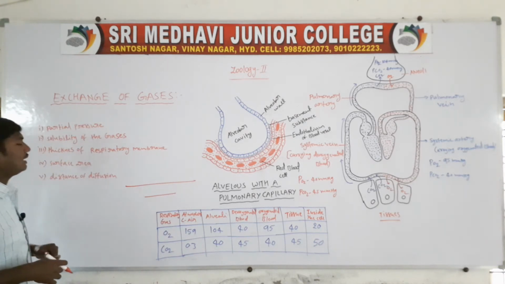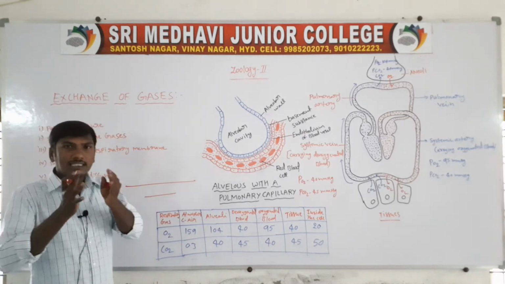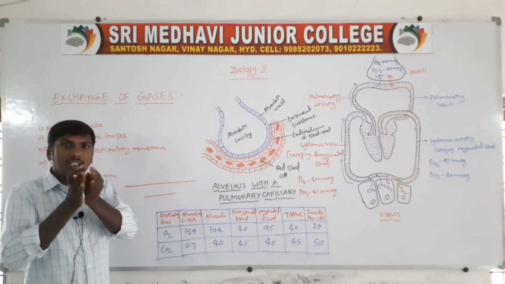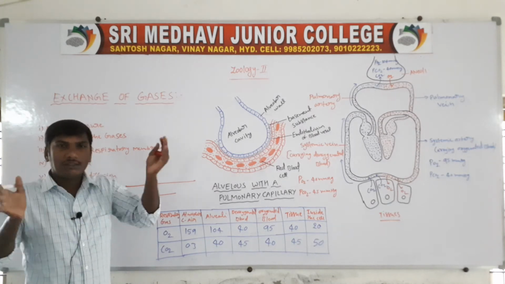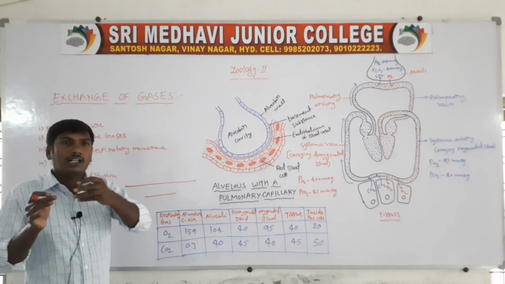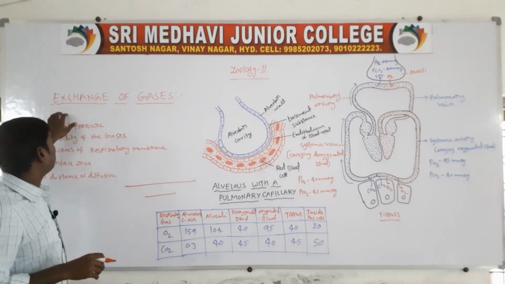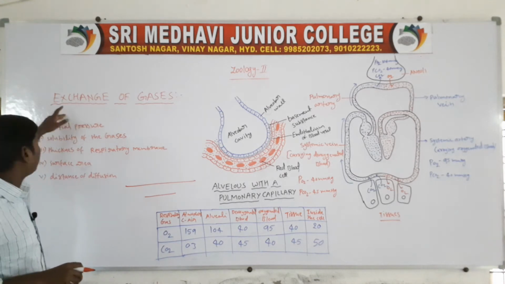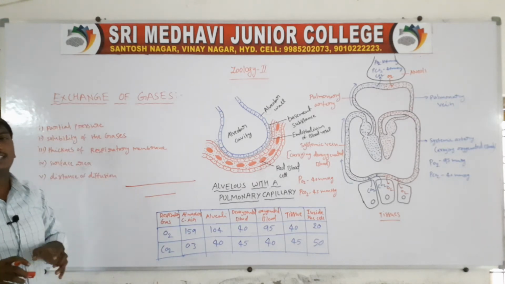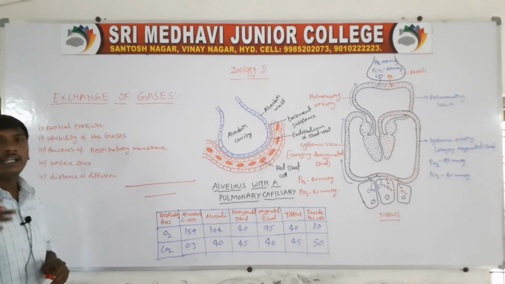Next one is the distance of diffusion. If the distance is short, the gases diffuse easily. If the distance is very large, only a small amount of gases diffuses. So gas exchange depends on these factors. First one, partial pressure. Second one, solubility of the gases.